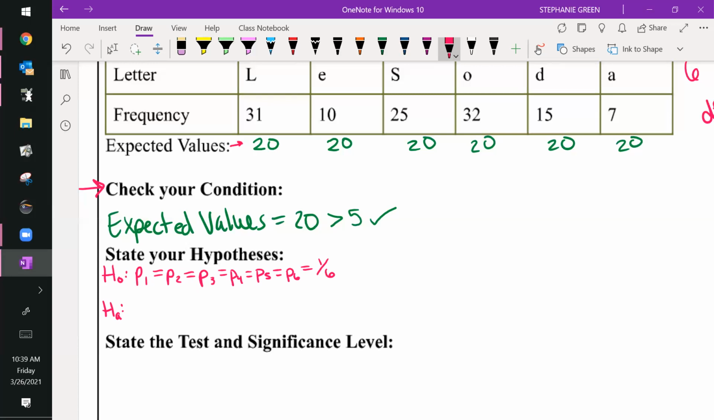Another way we could say that is that we're hoping to get a chi-squared number equal to 0. Remember, if our observed values in our sample match our expected values perfectly, which they obviously don't, we're going to get a number exactly equal to 0. So in context, we always have to say that in context. That would mean the letters appear at the same frequency.